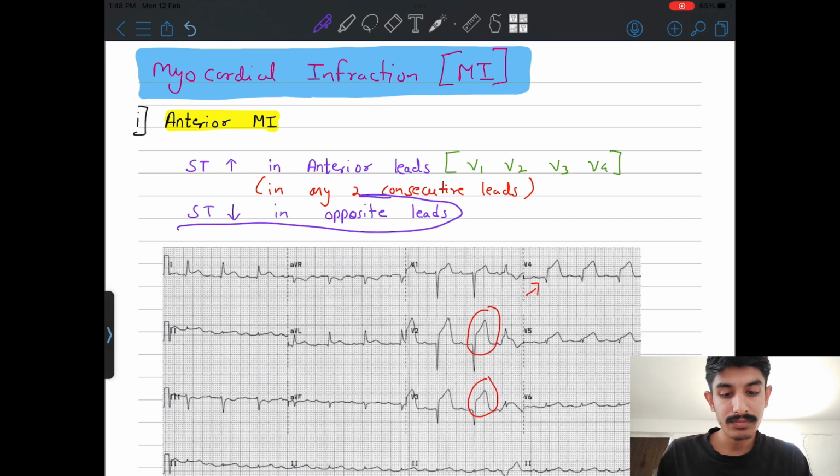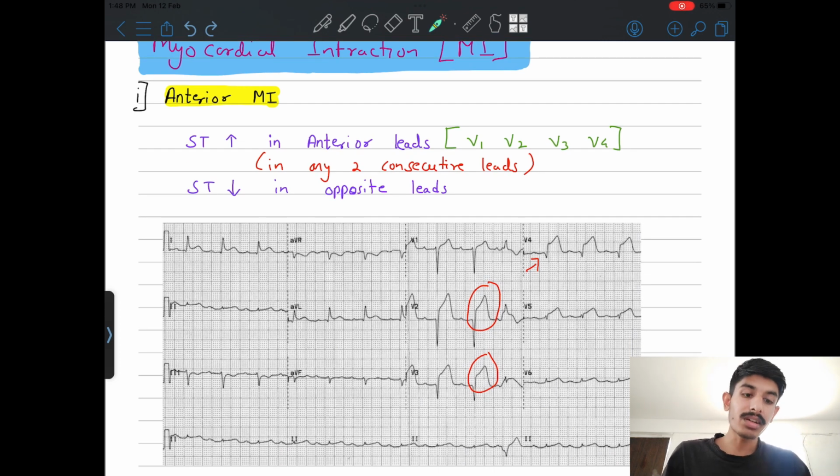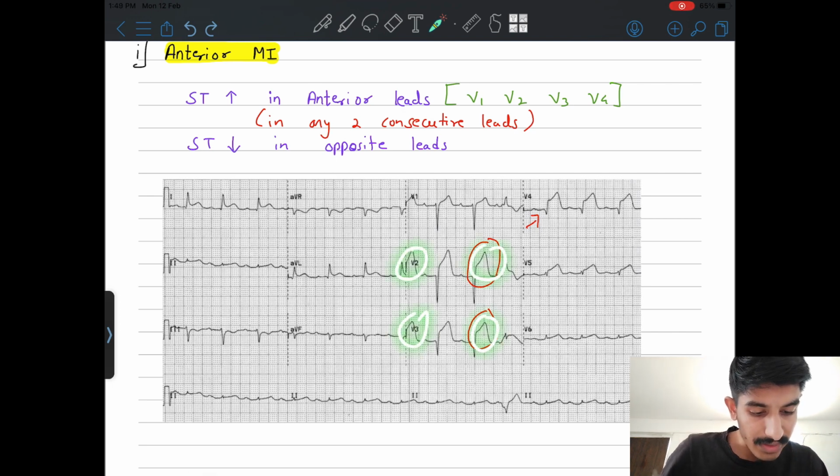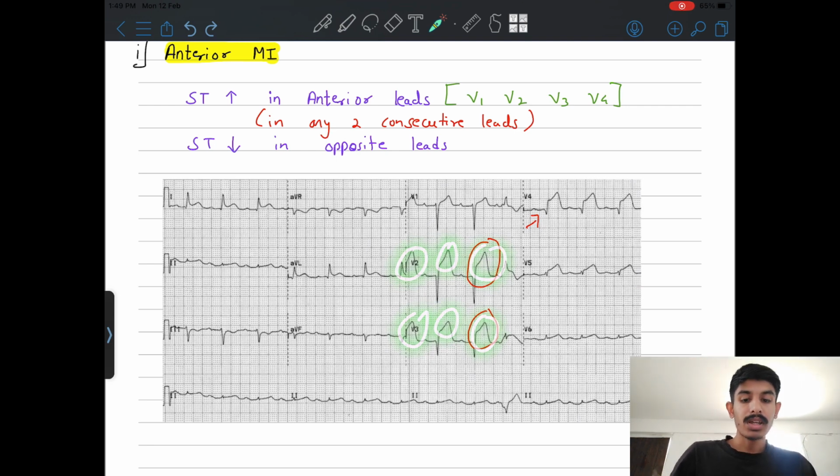Okay, so depression will be seen in the opposite leads. So just look at this graph. I told you at least 2 consecutive leads, at least 2 out of 4 leads you must look at, and if there is elevation, then you will rule in anterior myocardial infarction. So at V2 and V3 you can see elevation is present. Look at this elevation. So if elevation is present, it is myocardial infarction.